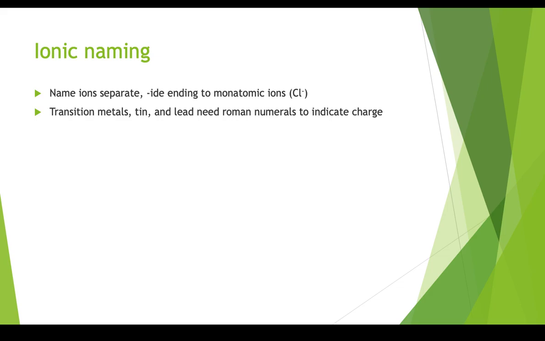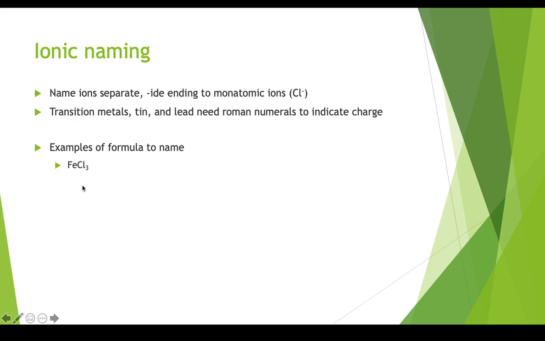The only thing that can sometimes come up for your cation is if you have a transition metal, or if you have tin or lead. Usually you need to use Roman numerals to indicate the charge, right? So if we want to give some examples of this, let's say we have FeCl3 as the formula. We want to give the name for this compound.